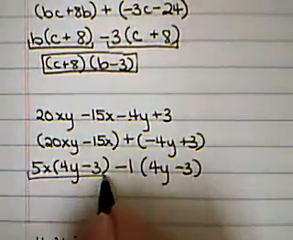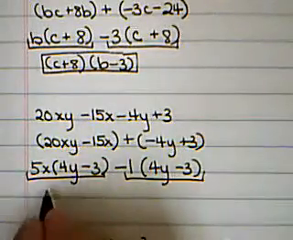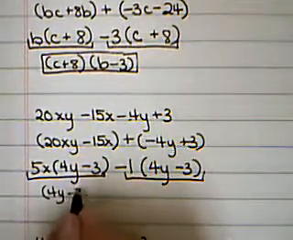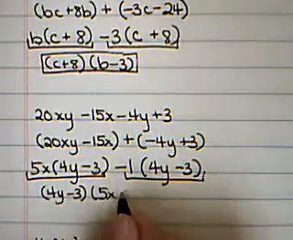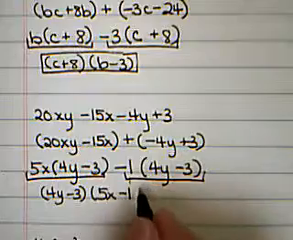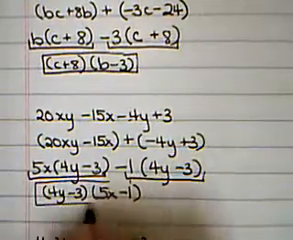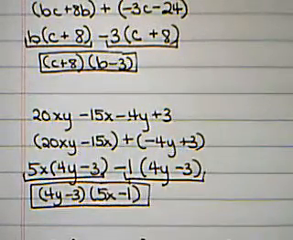Now each group in this case has 4y minus 3 in common. And when I take 4y minus 3 away, I'm left with a 5x and a negative 1. And that's where writing the 1 down will help you. This is the final answer.